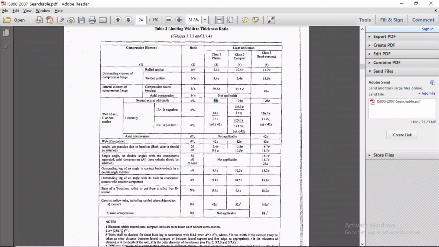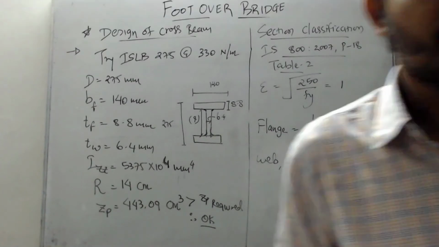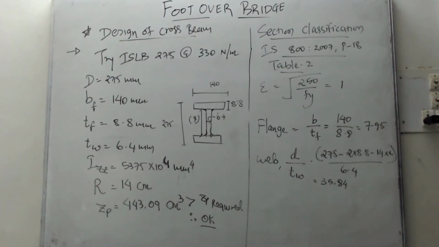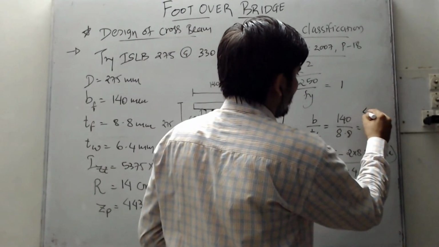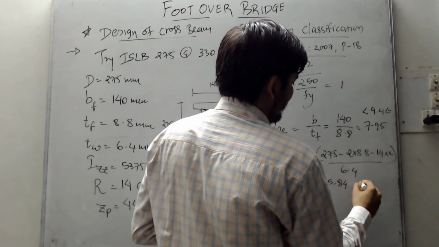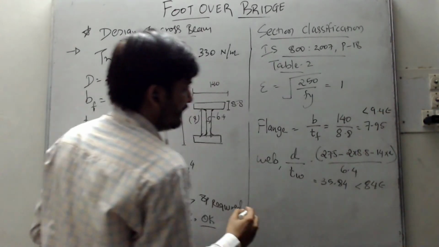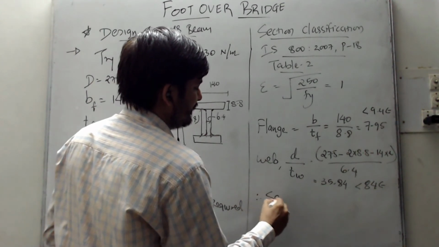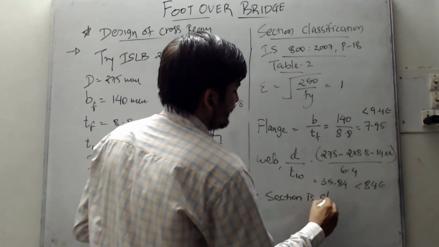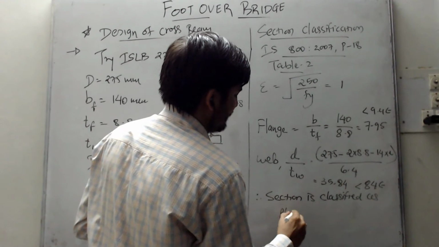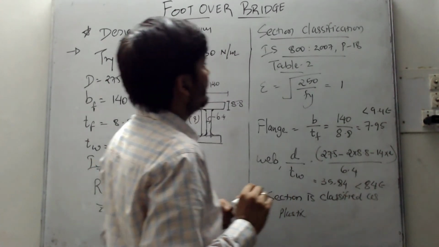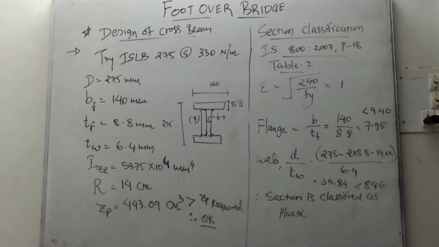So let's go back to the board and write it down. Therefore the section is classified as plastic. So this is less than 9.4 epsilon and this is less than 84 epsilon. Therefore, the section is classified as plastic section. Alright, so now once the section is classified as plastic, then we need to check for moment capacity. So let's quickly check for moment capacity now.